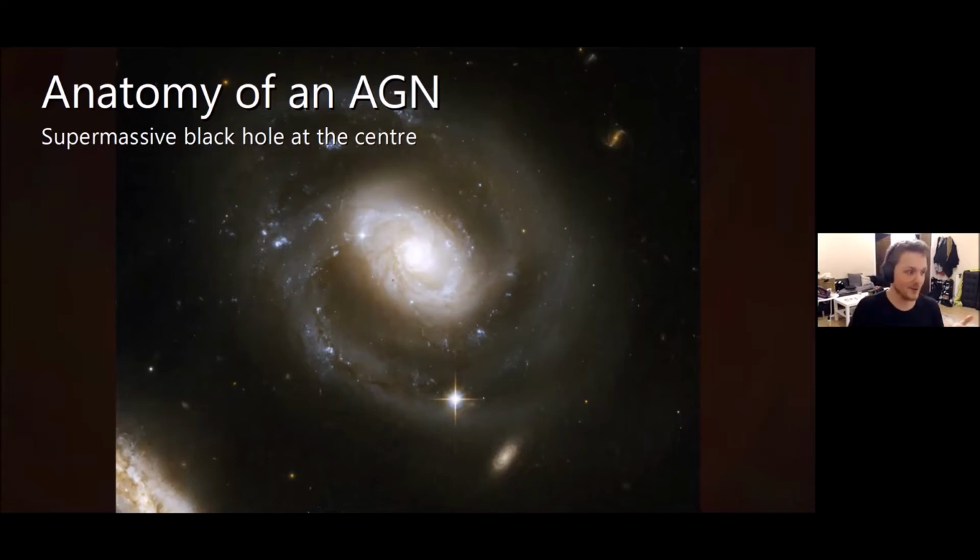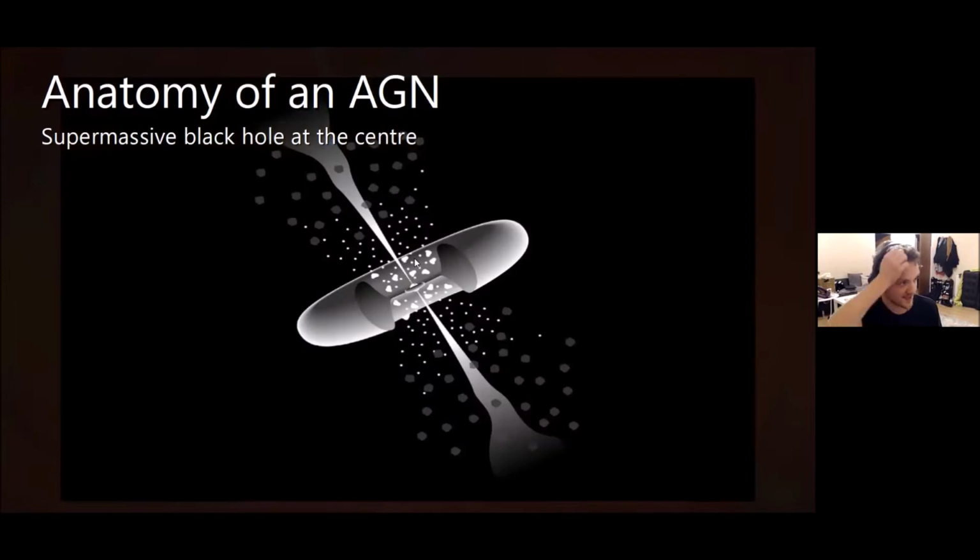So when I say look at the core, the nuclei of the galaxy, if I make a ring around it, that is not the size I'm talking about. I am talking about something that's only the size of the solar system. It's extremely compact. So what is an AGN?